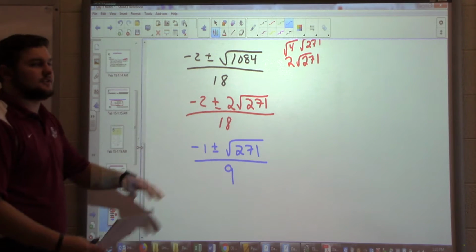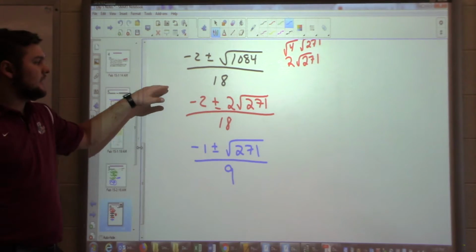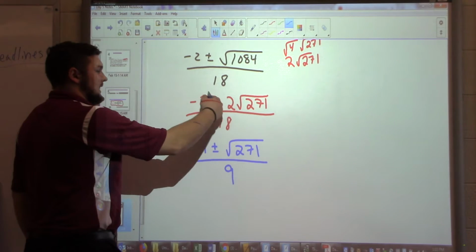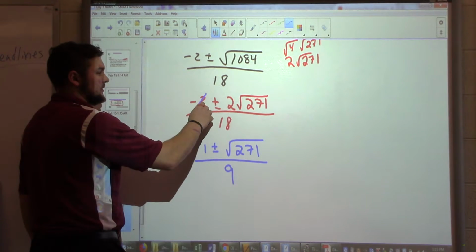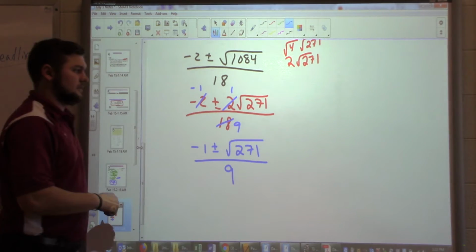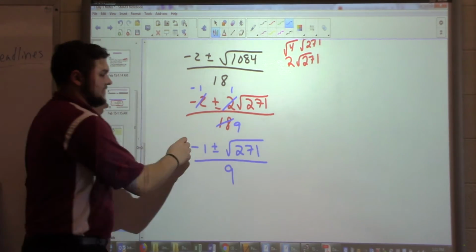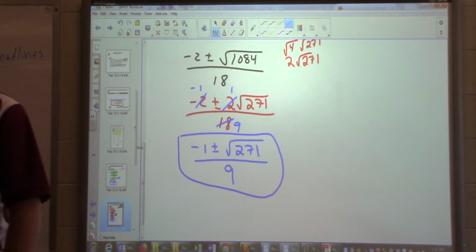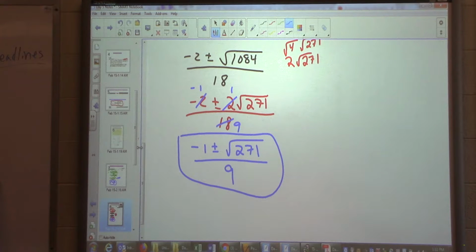Right? It's just like we factored a 2 out of both pieces in the top and simplified it with our denominator. So if you're going to take it out of any piece on the top here, it's got to be out of both. Right? Negative 1, 1, 9. So this is my final answer. Negative 1 plus or minus the square root of 271 over 9. Okay? Any questions?